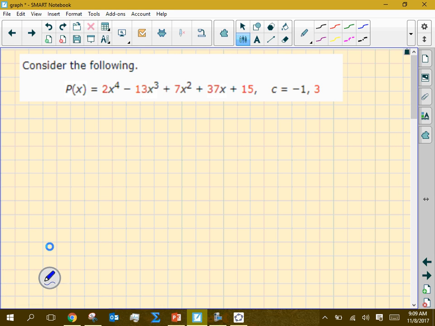So this question says P of x is 2x to the fourth minus 13x cubed plus 7x squared plus 37x plus 15. They want you to show that c equals -1 and c equals 3 are zeros.